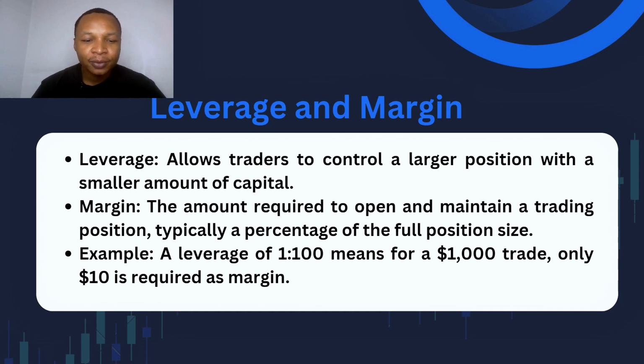If you have a leverage of 1:100, that means for every $1,000 you trade, only $10 is required as the margin. So for every $1,000 you trade, the amount that is required to open and maintain a trading position is $10. Okay? So if you're trading with a $1,000 account size, the minimum that you can give up and say, I want to trade this amount, I want to buy Euro USD worth so and so amount, the least you can open is a $10 trade.